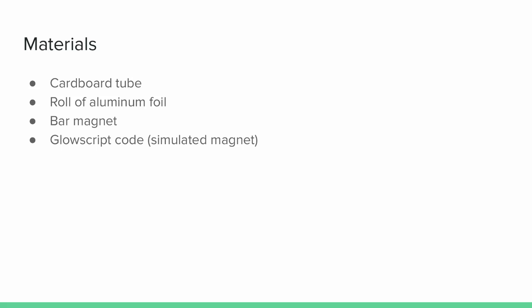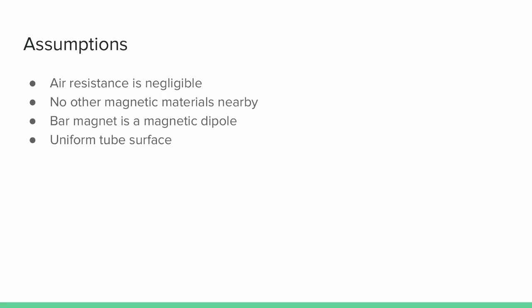The materials required for this lab report are a cardboard aluminum roll, a roll of aluminum foil, a bar magnet, as well as the GlowScript code provided for the simulated magnet model. The assumptions for this lab report are that air resistance is negligible, no other magnetic materials are nearby, the bar magnet can be treated as a magnetic dipole, and the uniform surface of the tube has no imperfections, bumps, cracks, or other imperfections that would alter the magnetic field.